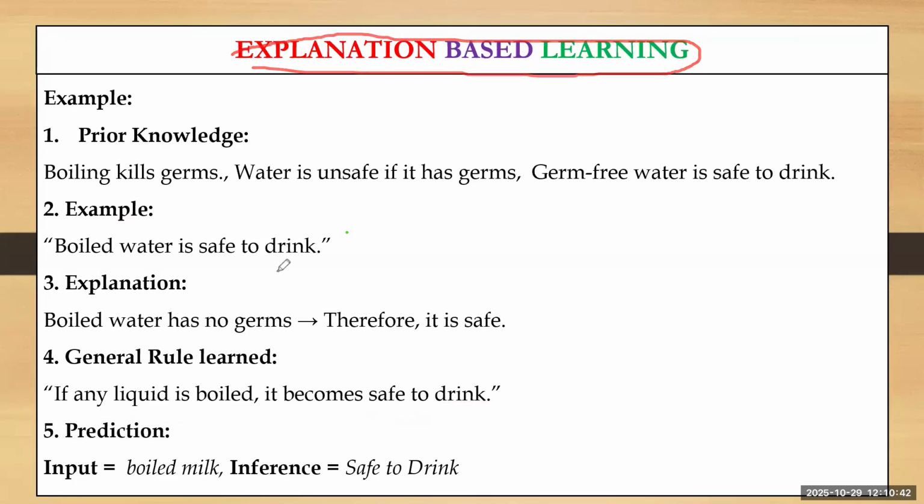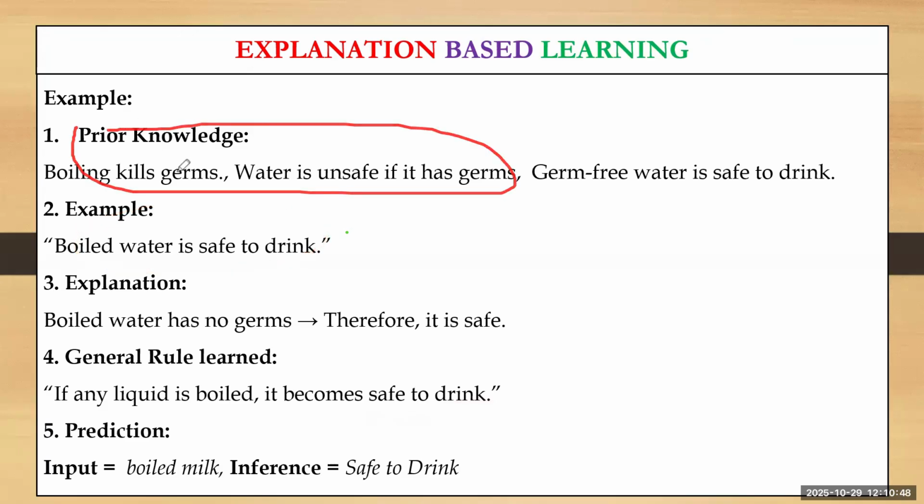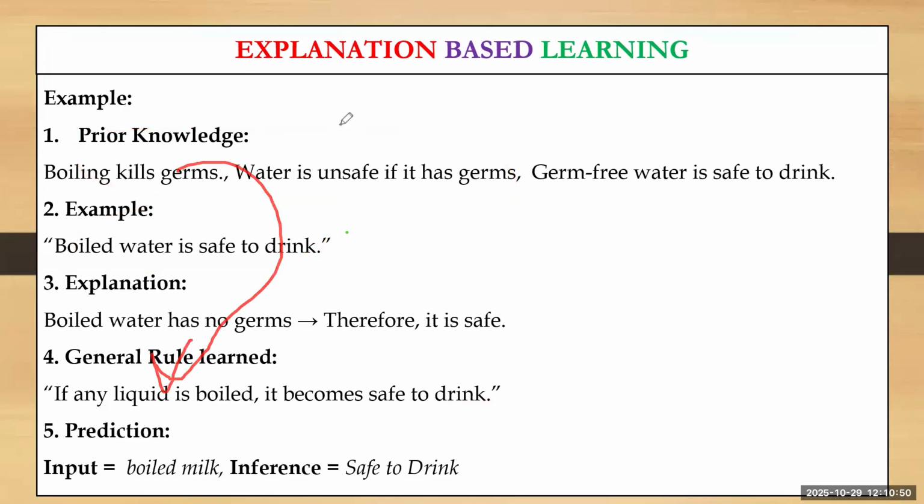So it should check the data with the prior knowledge facts. Then only it will create the rule. But in inductive learning, it won't check the facts. Whatever data we have, it will simply learn some pattern and then create the rule. But in explanation based learning, it asks why this data, how this data is supported by the facts.